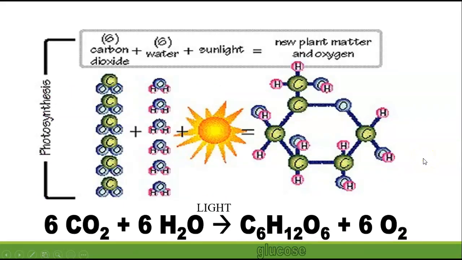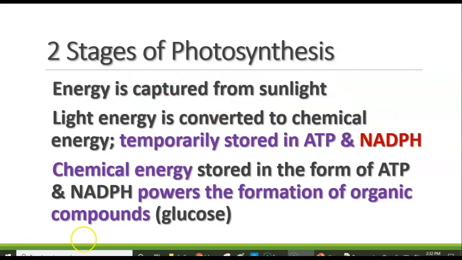The overall process, of course, takes 6 molecules of carbon dioxide plus 6 molecules of water in the presence of sunlight and chlorophyll to produce 1 molecule of glucose plus 6 molecules of oxygen that are released as a byproduct.